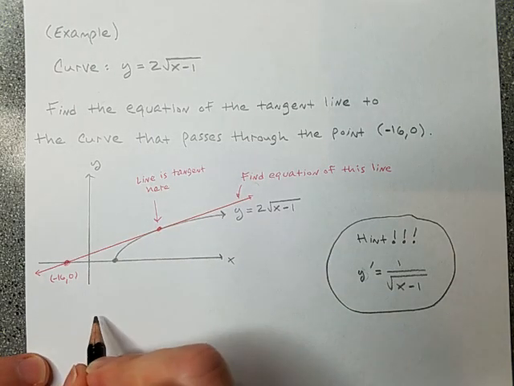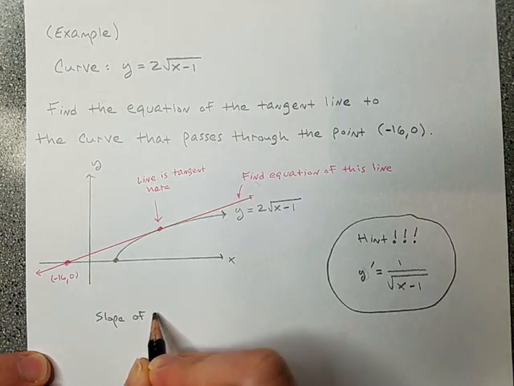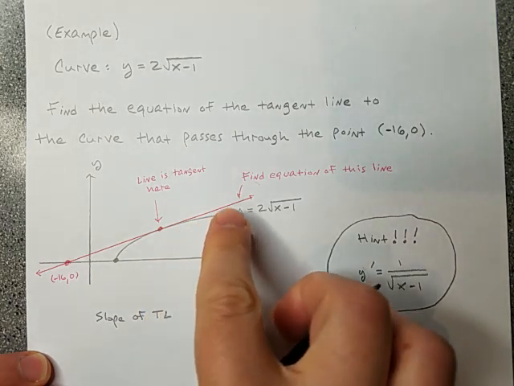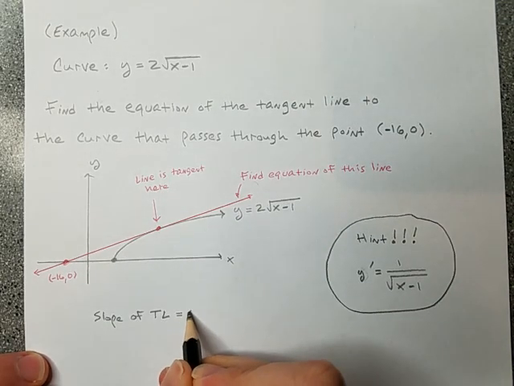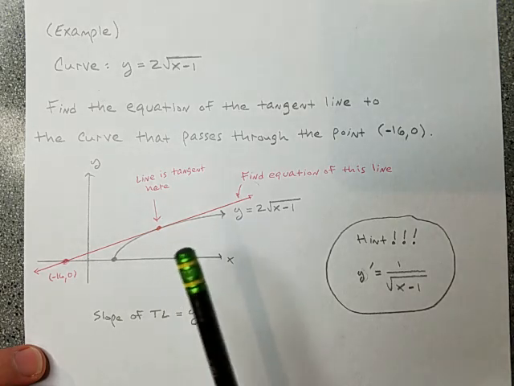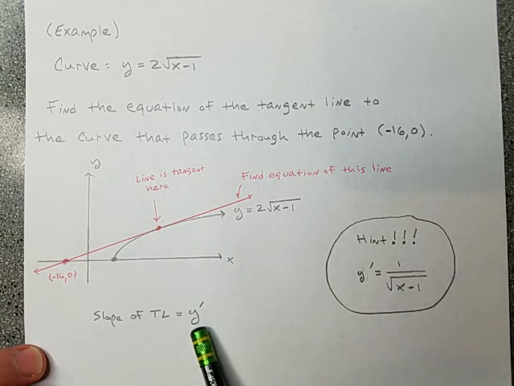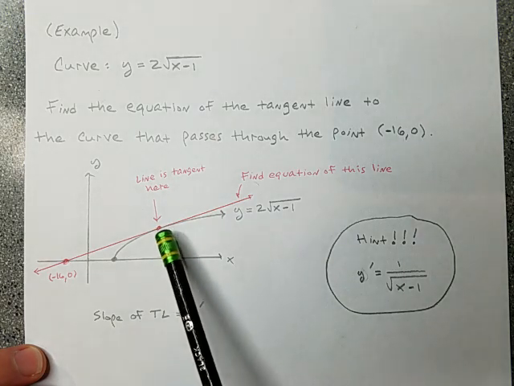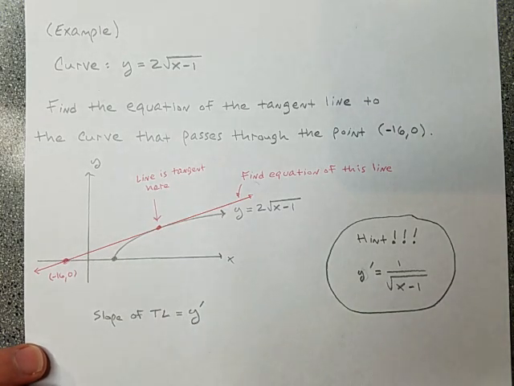Now, isn't it true that the slope of that tangent line there in red needs to be equal to y prime? Because isn't the slope of the curve, which you can find by y prime, the same as the slope of the tangent line, at least at the point where they meet each other? Okay, yeah, that's true.